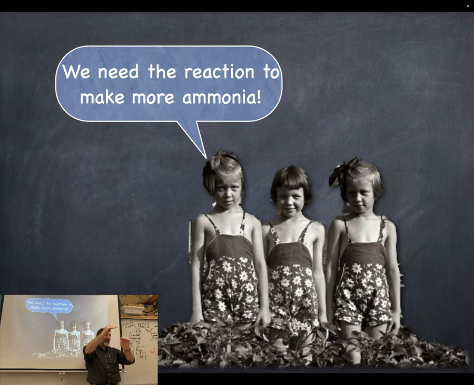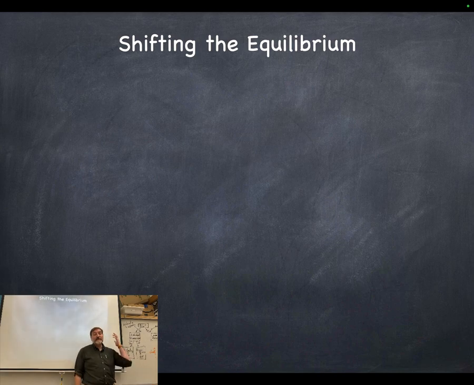What if we take that system that's at equilibrium and make a change? What if we add some more reactants? What if I take out some products? What if I change the volume of the container? What happens if I change the temperature? How does a system that has reached equilibrium react to changes? How does the equilibrium shift when I stress it, when I make some sort of change?